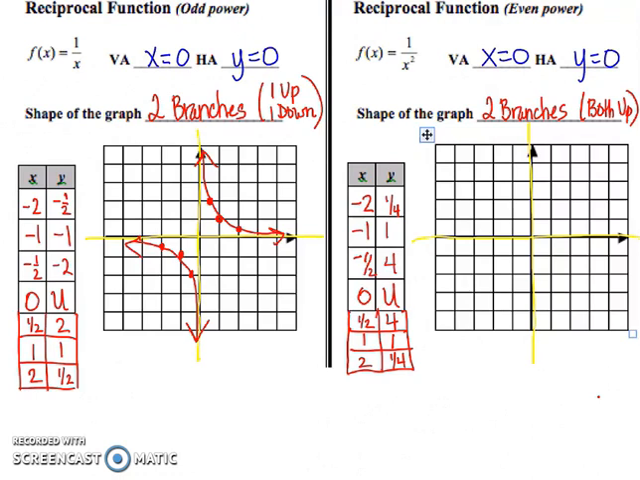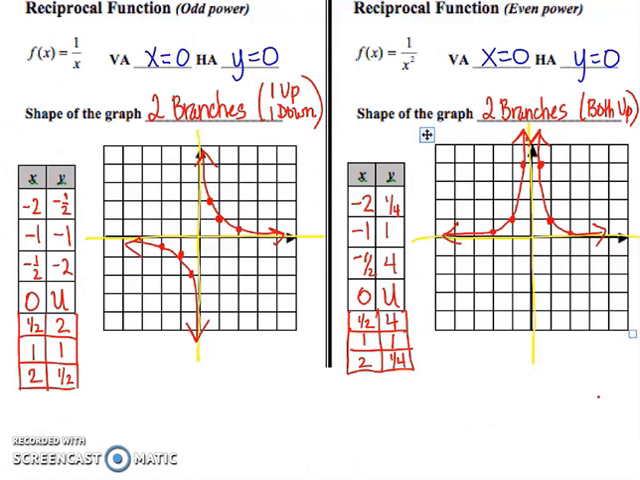So now I'm going to go ahead and plot these points. When x is negative 2, y is 1/4. When x is negative 1, y is 1. When x is negative 1/2, y is 4. So this branch right here on the left side of my y-axis looks like that. And then I'm going to have a mirror image of it on the other side of my x-axis. When x is positive 1/2, we have 4. When x is positive 1, we have 1. And when x is positive 2, we have 1/4. So that's what our reciprocal functions look like.